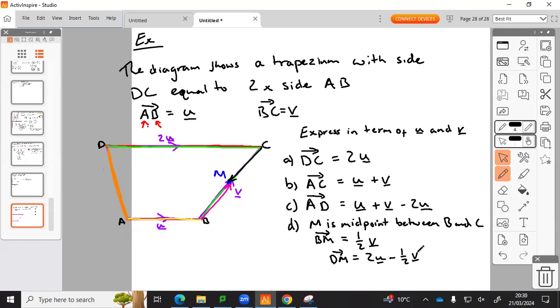Is that like a past paper question then? Yeah. They wouldn't necessarily run it through like that, asking you DC, AC, AD. They would just jump straight to DM, and then you would need to work out all that bit in the middle. So you'd essentially need to sketch on the U, and then the 2U up the top and the V, and then work out everything in between.